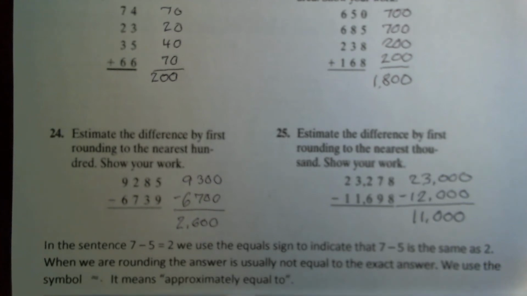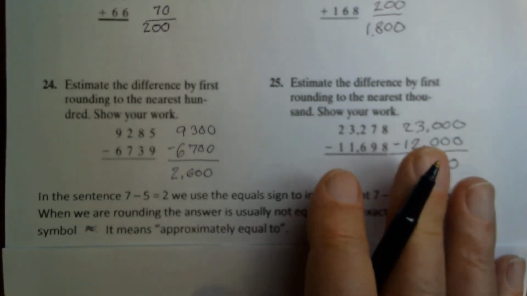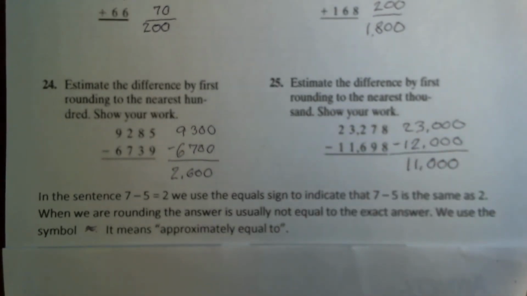Now, there's a little detail when we talk about rounding. In the sentence 7 minus 5 equals 2, we use the equal sign to indicate that 7 minus 5 is the same as 2. When we are rounding, the answer is usually not equal to the exact answer. So we use the symbol, the two wavy signs, and that means approximately equal to. So you'll see that quite often. The symbol here, approximately equal to.